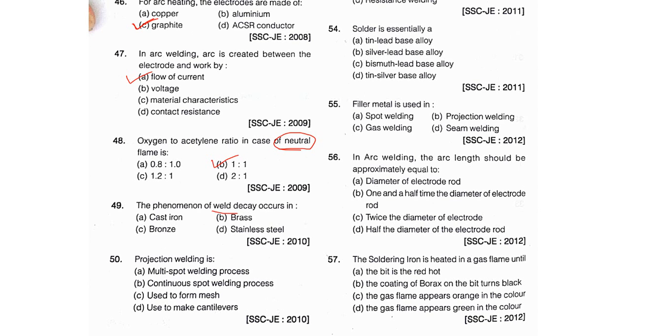So whenever you see weld decay or intergranular corrosion, such type of words, they occur in stainless steel. Basically weld decay is a form of intergranular corrosion. Usually it takes place in stainless steel as well as in nickel based alloy. It is a result of sensitization in the heat affected zone during the welding.